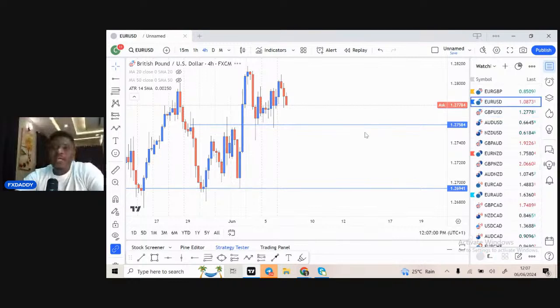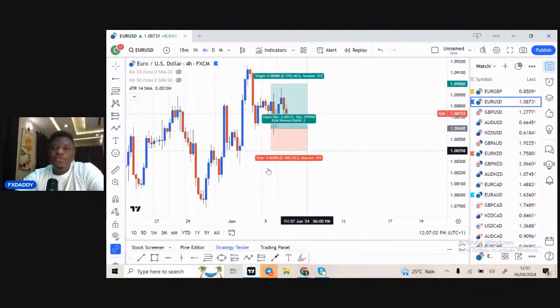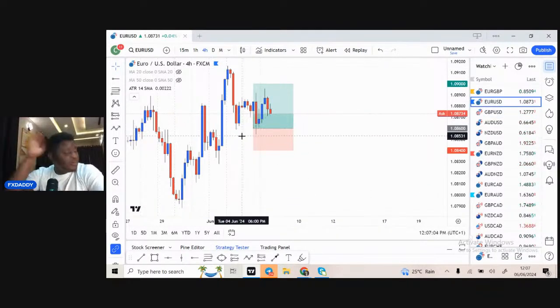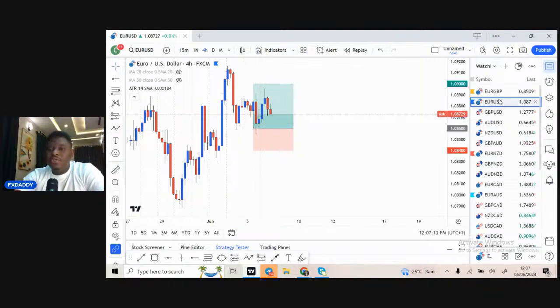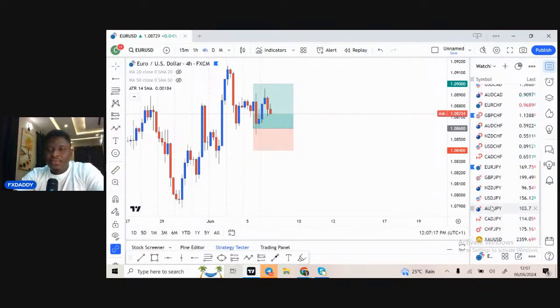I'm already entering a trade on EURUSD. It's almost the same liquidity, at the same level that I shared with you guys on GBPUSD right now. As you can see, this is still our liquidity block somewhere around here. So I'll share this with you guys shortly.